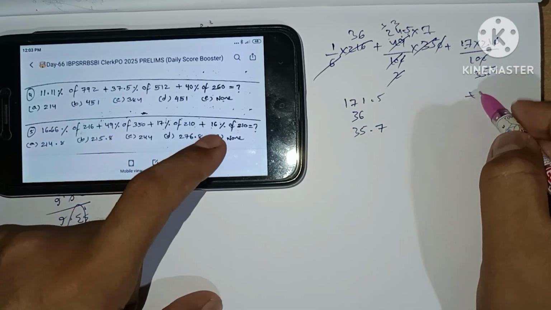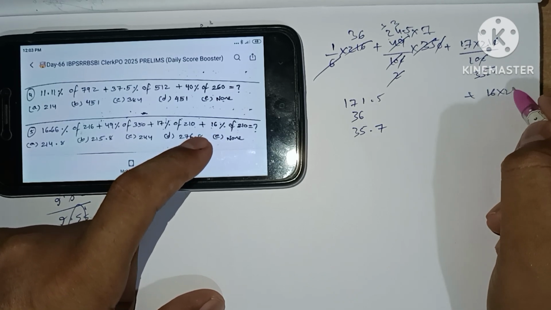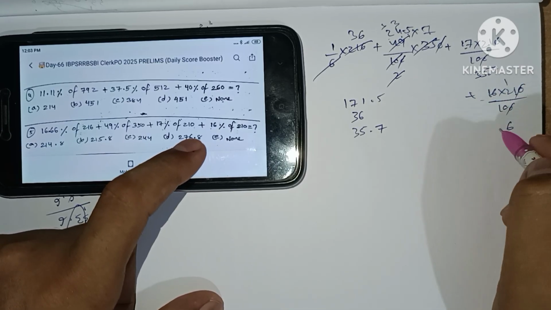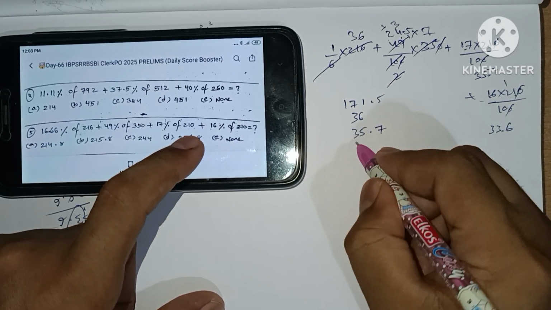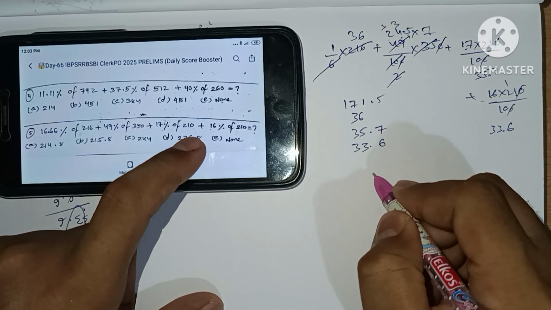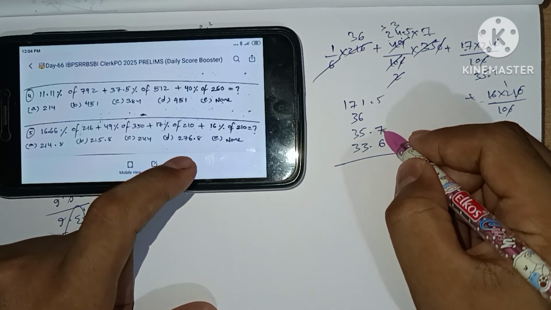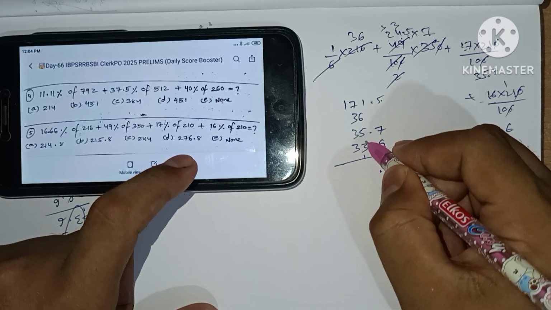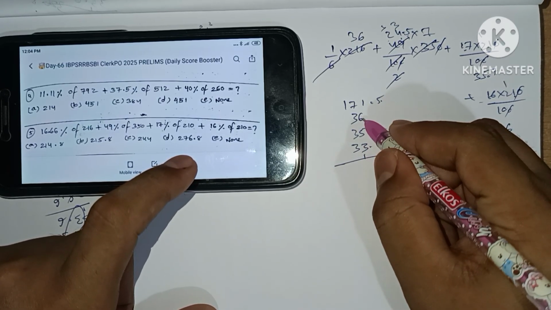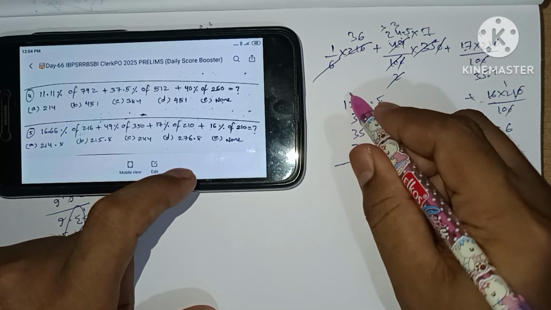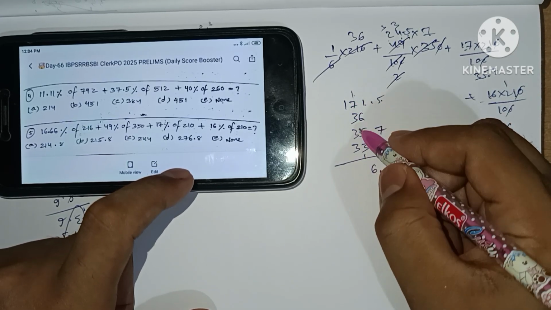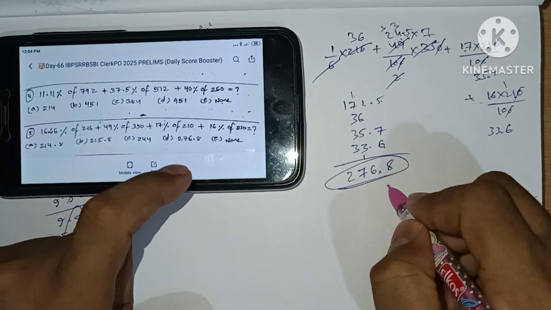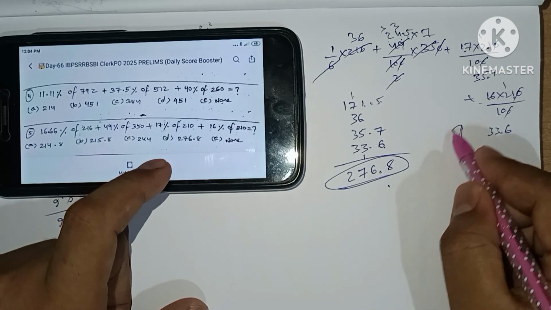Okay, the next one is 16% of 210. So 16 into 210 divided by 100. 16 1 times is 16, 16 2 times 32, 33, so 33.6. So total we have, adding these up, 13 plus 5 is 18, 9 plus 1 is 10, and 16. 10, 11, 17, 2, 7, 6, 8 is our answer. Option D is the answer for the fifth question.